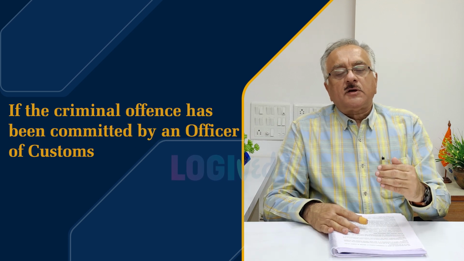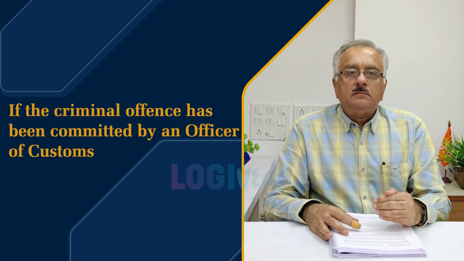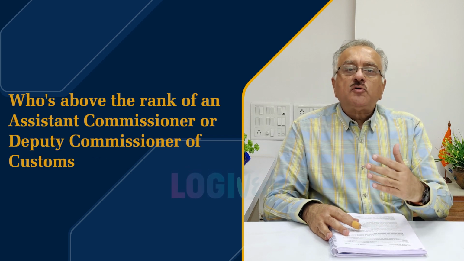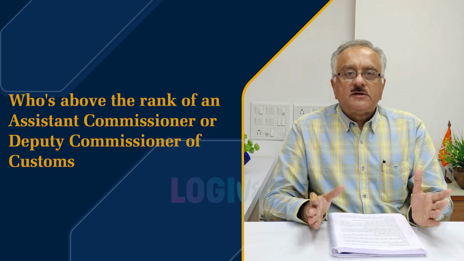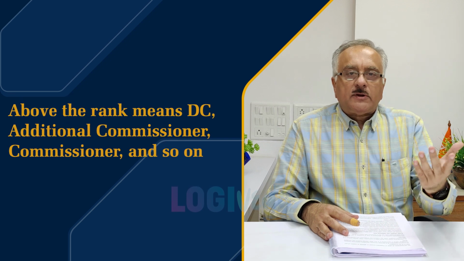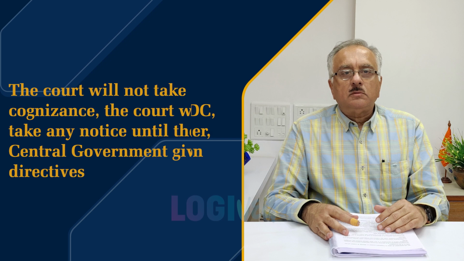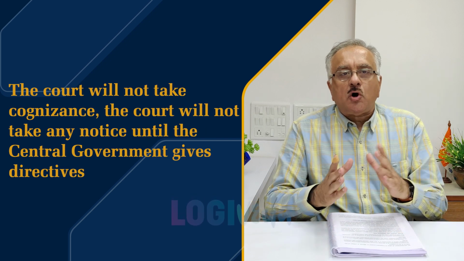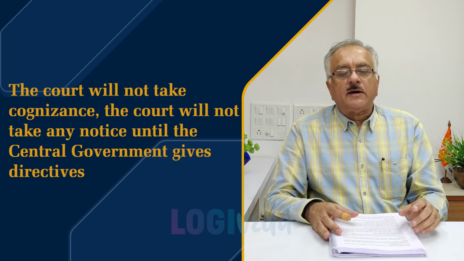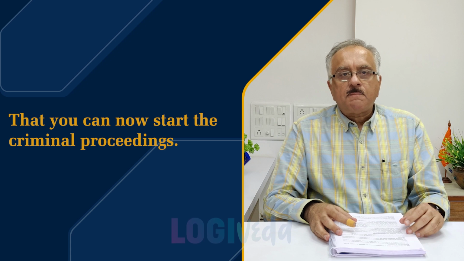Now, if the criminal offence has been committed by an officer of customs who is above the rank of an assistant commissioner or deputy commissioner of customs, above the rank means DC, additional commissioner, and so on, the court will not take cognizance, or the court will not take any notice, until the central government gives directives that you can now start the criminal proceedings.